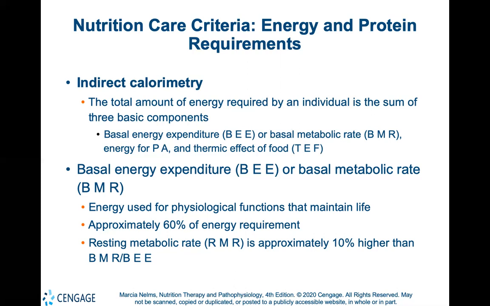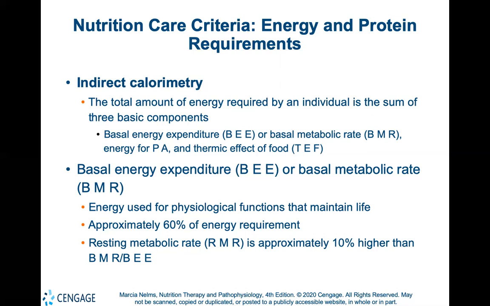In many discussions regarding energy, the term resting energy expenditure, REE, or resting metabolic rate, RMR, is used. Resting refers to measurement conditions where the individual is resting in a comfortable position without other restrictions. RMR is usually estimated to be approximately 10% higher than BMR or BEE. Physical activity is the most variable portion of an individual's energy needs and fluctuates depending on the type, duration, and intensity. In hospitalized or diseased populations, many individuals are hypermetabolic and have additional energy and protein requirements.